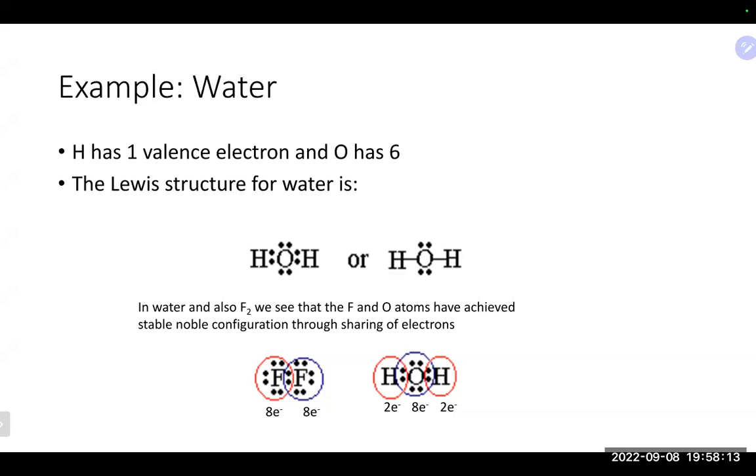Once again, we can see that by sharing electrons with both hydrogens, the oxygen is able to achieve 8 valence electrons. Each hydrogen, by sharing electrons, is able to achieve 2 electrons, which is exactly what it should have. And again, there's our fluorine example that we saw earlier.